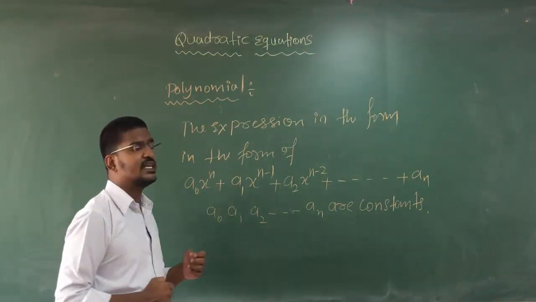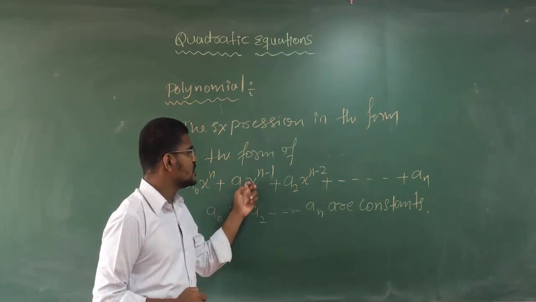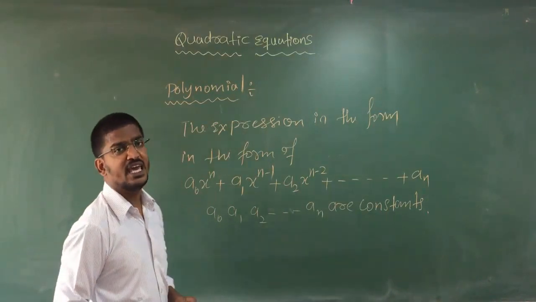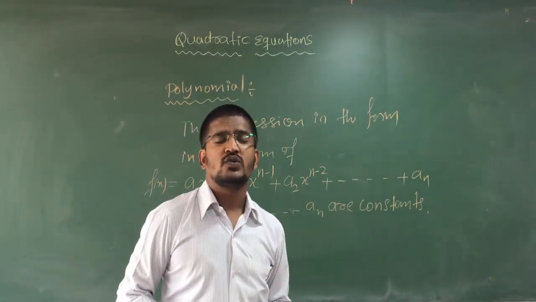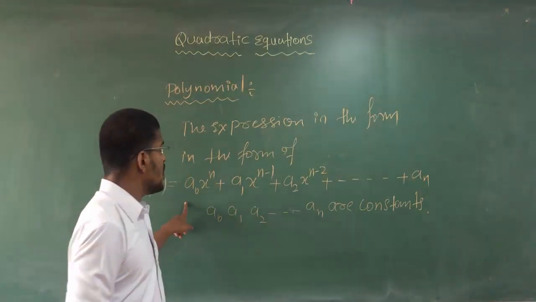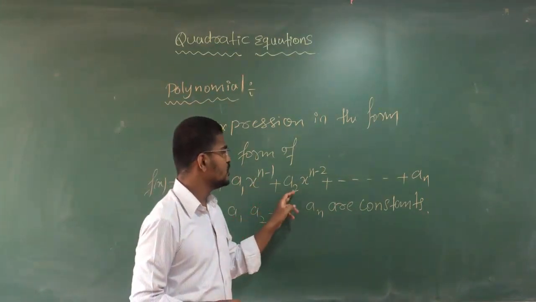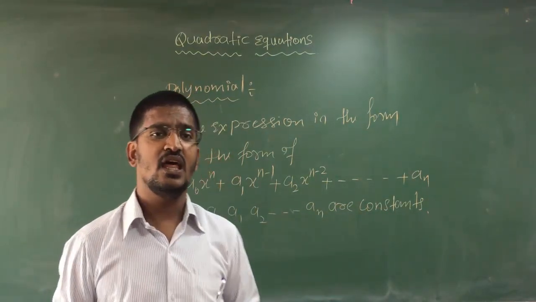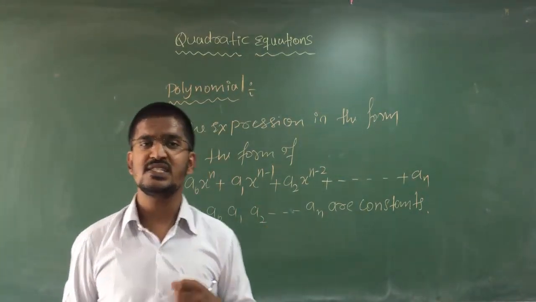Therefore polynomial is the expression in the form of a0 x to the power of n plus a1 x to the power of n minus 1 plus a2 x to the power of n minus 2 plus so on to plus an. This is also given by f of x equal to a0 x to the power of n plus a1 x to the power of n minus 1 plus a2 x to the power of n minus 2 plus so on to plus an. Here a0, a1, a2 so on to an are called constants.